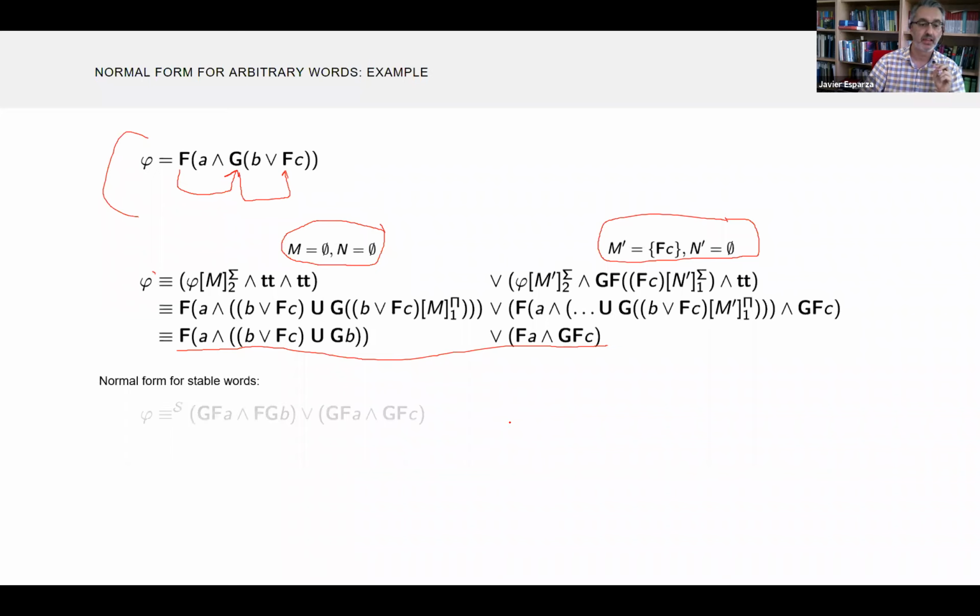Okay, so for example, compare this. This is what we obtain. This is the normal form that we would obtain for stable words, valid only for stable words. And notice that there is no until here, but the one for arbitrary words needs the until.